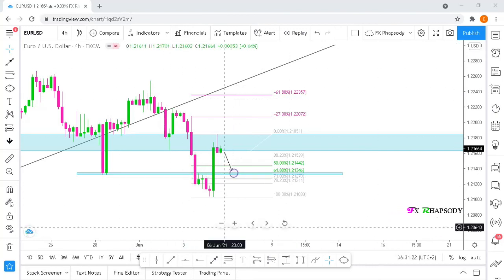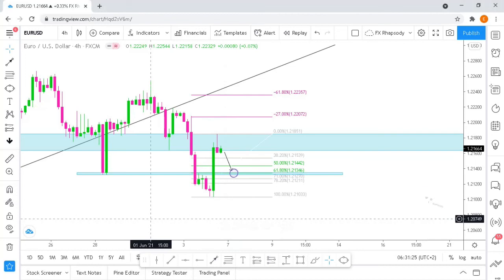So guys, it's going to be interesting times this next week for these two pairs, so keep an eye on them.